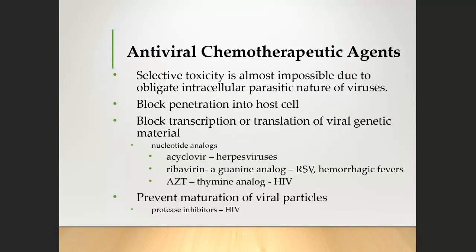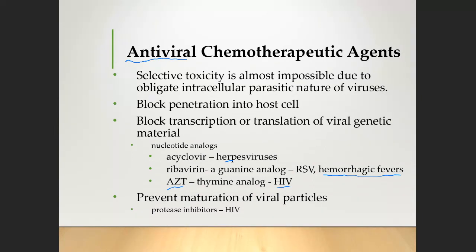The next one is the one used for viral infection. It's called the antiviral drugs. There are several types of them, like acyclovir. If you see acyclovir, it's mostly for herpes viruses. Ribavirin is usually for some hemorrhagic viral infection. AZT is usually used for HIV infection.